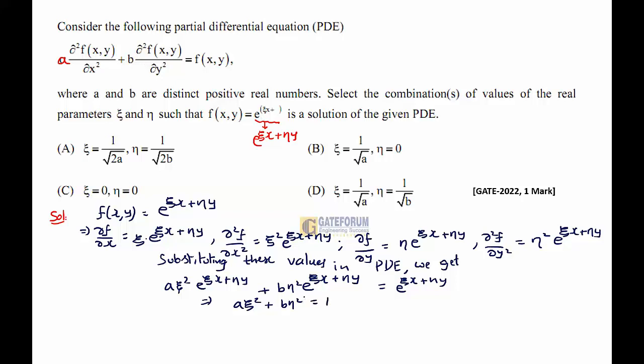From the given options, the ξ and η values are available. Whichever satisfies is the answer. Because the right side is 1, when I take ξ equal to 1 by root a, its square becomes 1 by a, which cancels with a and becomes 1. With η value 0, we get 1 plus 0, which is 1. So ξ is equal to 1 by root a and η is equal to 0 satisfies. So the answer is 1 by root a, 0, that is the ξ, η values respectively. Accordingly, option B. This is the end of the question.